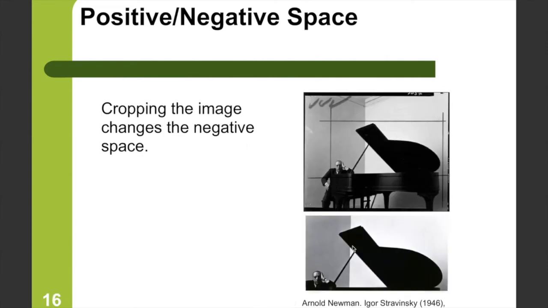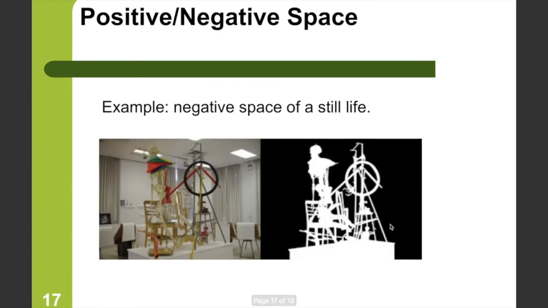You can see that by cropping an artwork, the way it's cropped, or the format, where it ends and begins, changes the shape of the negative space. Because the negative space is a shape, and depending on how you crop it will change that shape. So you see right here, before it's cropped, there's a large negative space in the background, and when it's cropped, it becomes this shape. You can see in this work, this shows you what the negative space of this is.